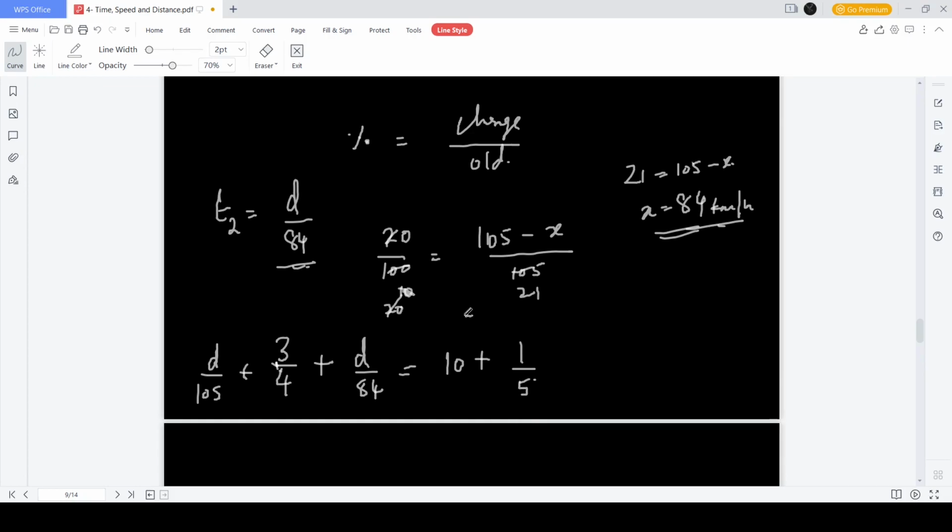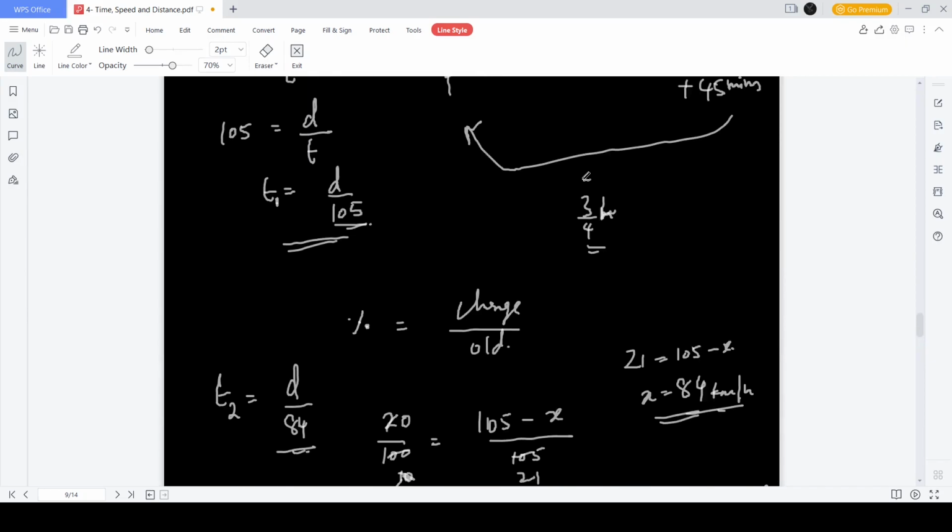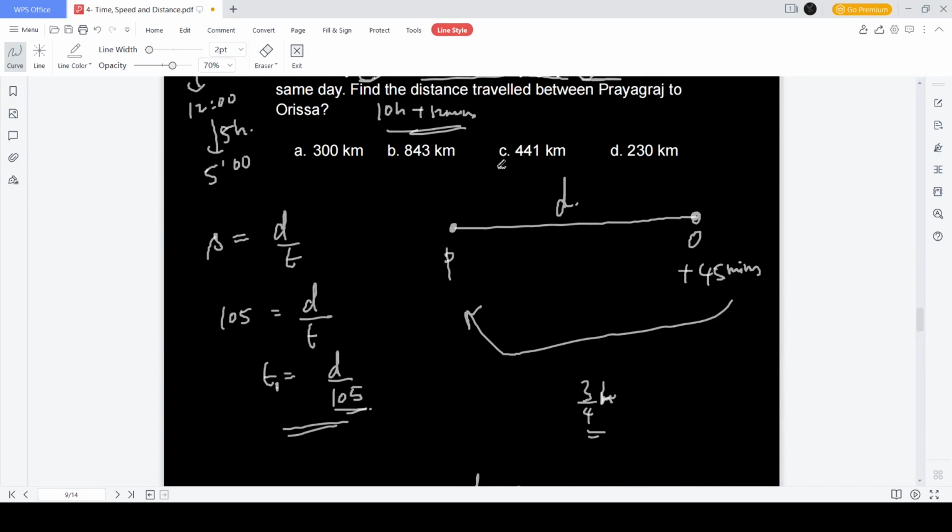So we take 3 by 4 to this side. Then we get d by 105 is equal to 10 plus 1 by 5 minus 3 by 4. So you get the answer of distance as 441 kilometers between Prayagraj and Orissa. So that's the answer.